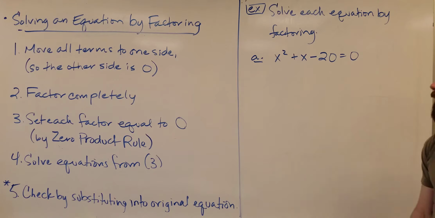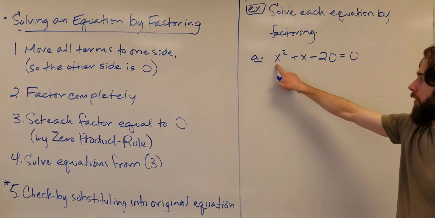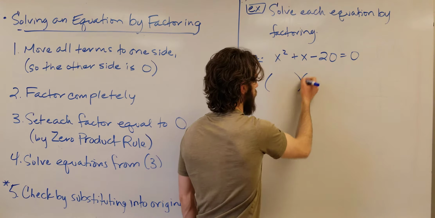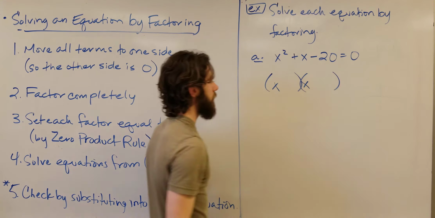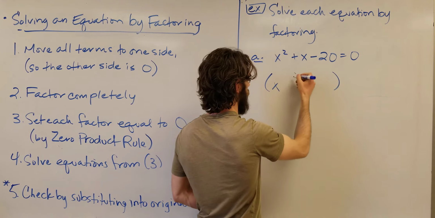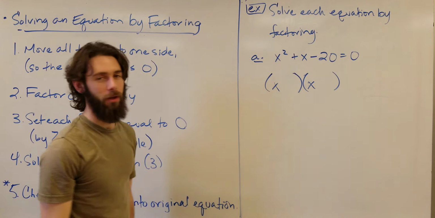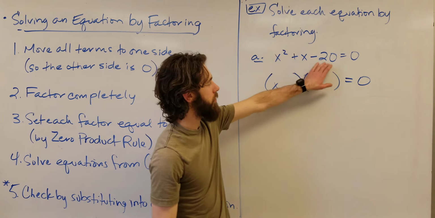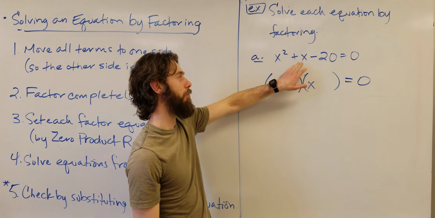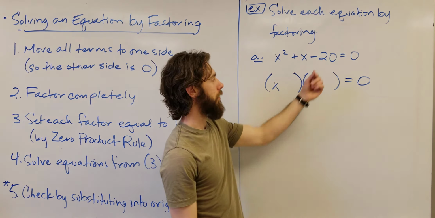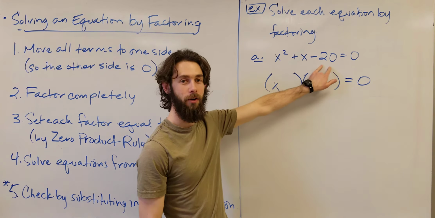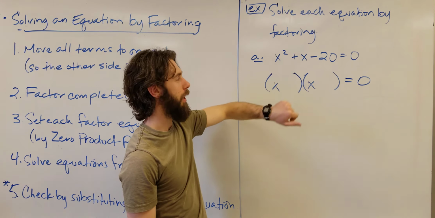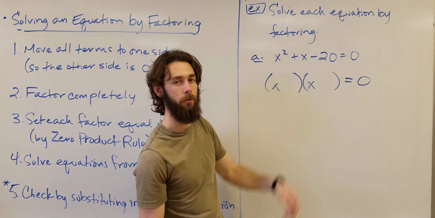All right, so maybe we think, okay, it's the nice simple case where the leading coefficient is 1, so we know it's going to be x plus something times x plus something equals 0. So then we think, what are the things that multiply to negative 20 that add up to positive 1? Well, it needs to be a positive and a negative factor from our sign rules, and then the positive factor has to be bigger. So I think negative 4 and 5.